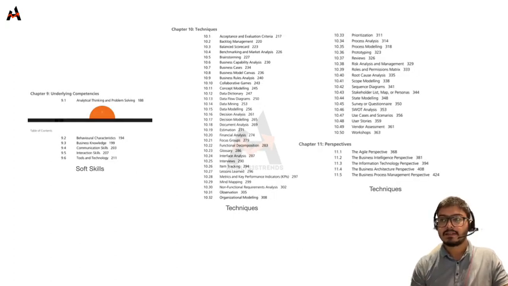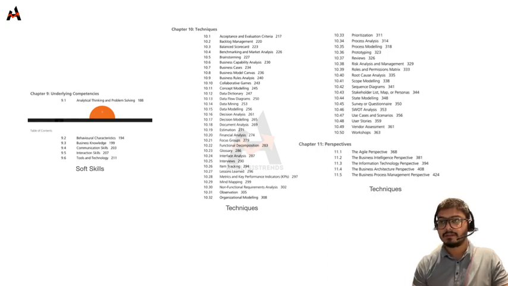So chapter 9 is core competencies. That means anyone who has greater soft skills or understands the mindset of a business analyst would be able to get into this chapter very easily. If you look at the subtopics, it's more like analytical and critical thinking, behavior characteristics, business knowledge, communication skills, and interaction skills. So it's more of a generic one, which we can learn very easily, and you will be able to understand and map it very easily.